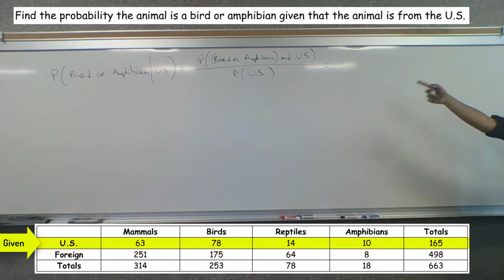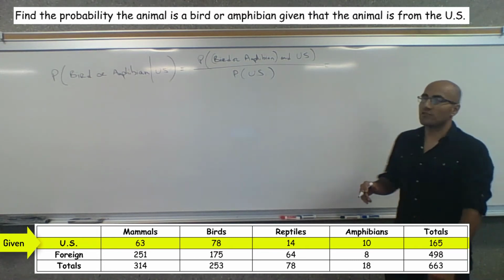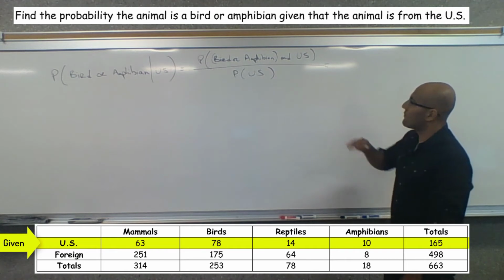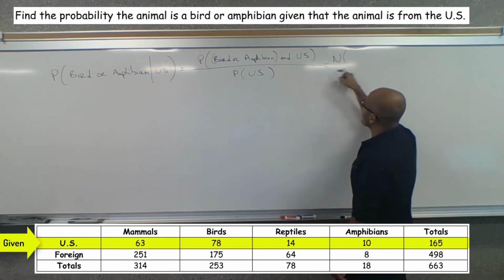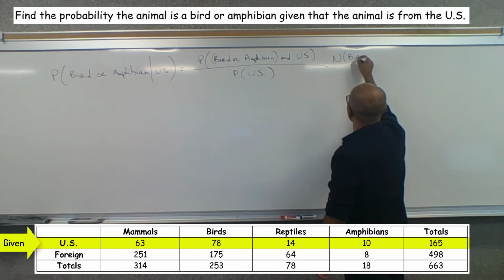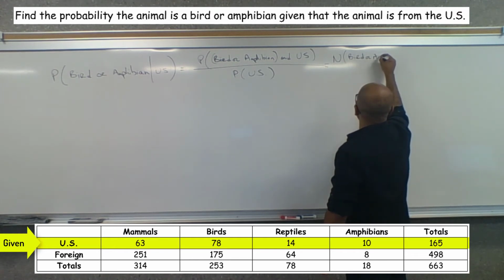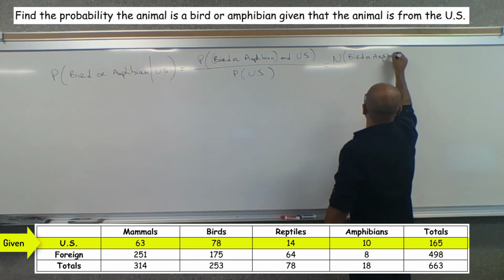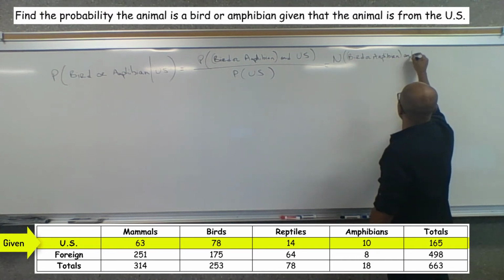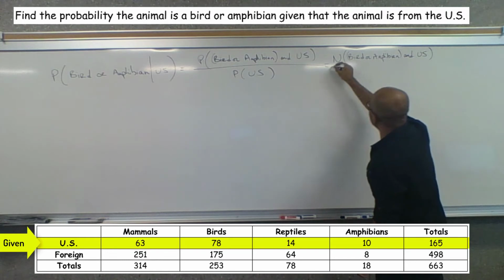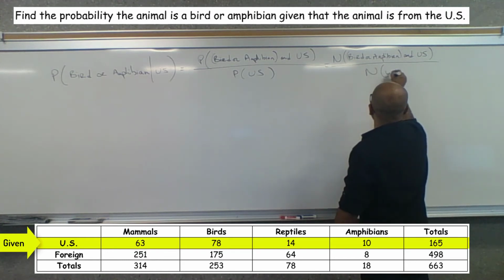Good. And again, this isn't a word problem that has probabilities just given to us. We have all these table values, so we want to use the other version, which is the number of outcomes that are in bird or amphibian as a little unit, and from the US, divided by the number that come from the US.